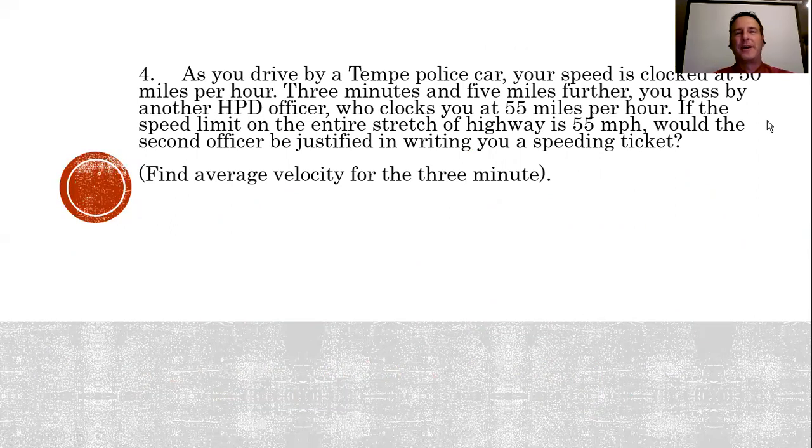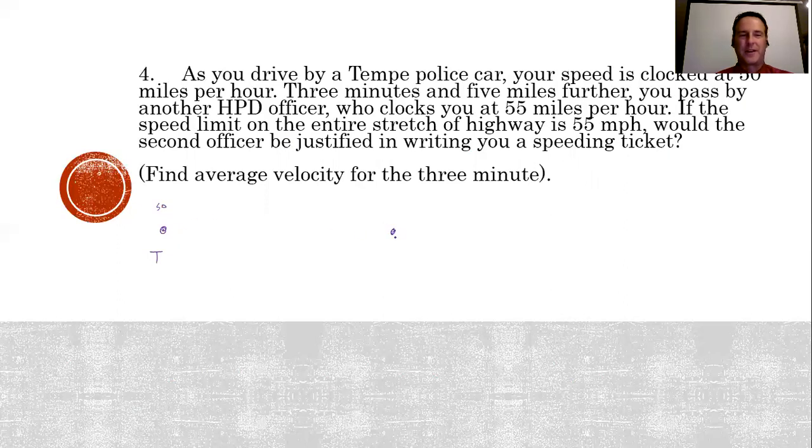It says, as you drive by a Tempe police car, your speed is clocked at 50 miles per hour. 3 minutes later and 5 miles further, you pass by another highway patrol officer who clocks you at 55 miles per hour. If the speed limit on the entire stretch of highway is 55 miles per hour, would the second officer be justified in writing you a speeding ticket? It's kind of weird. Here you are, you got the first police officer in Tempe, and you're going a good speed, 50 miles per hour, that's under the radar.